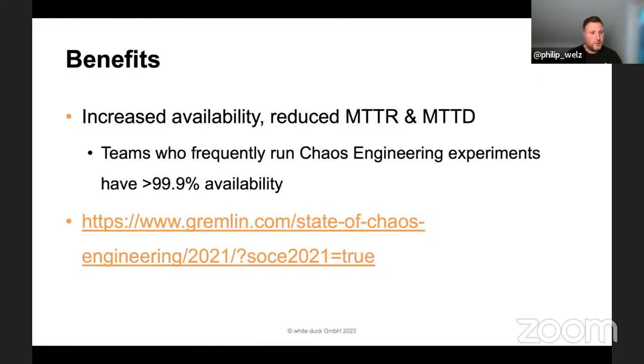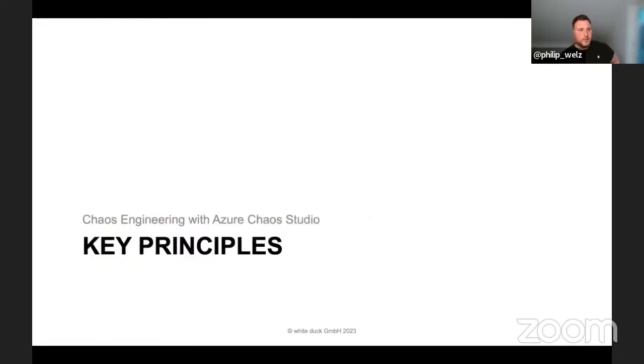And we see that teams who frequently run chaos engineering experiments have more than 99.9% availability in their services. So if you adopt chaos engineering, you will get deeper into your system. You will learn your system. You identify the weaknesses, as we said. And with all the experience you gain from the log analysis and how the system reacts in certain cases, we have reduced MTTR and MTTD. That's what you get when you adopt chaos engineering. Okay, next slide.